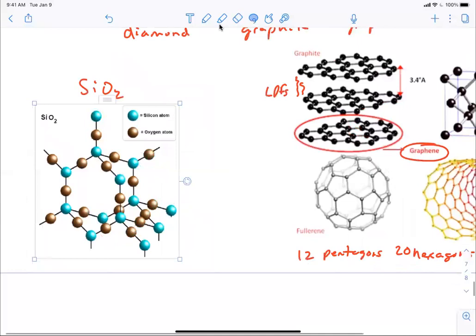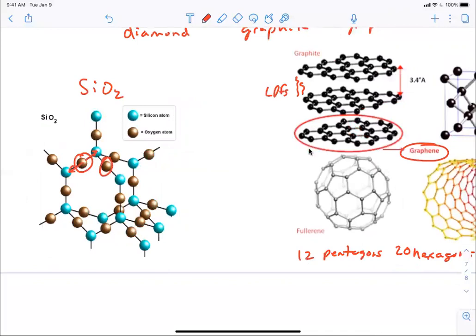But again, with SiO2, notice that it is a network covalent where Si is actually bonded to 4 oxygens in a tetrahedral shape. But the reason why it's SiO2 is because each oxygen is bonding to 2 silicons. So the ratio of the silicons to oxygen is 1 to 2.